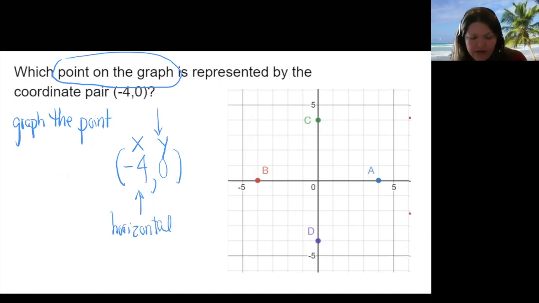It's saying move -4 in the horizontal direction. So starting at 0, I'm to move -4 in the horizontal direction. And then this says no movement in the vertical direction. Don't move up or down. And so I am good to go.